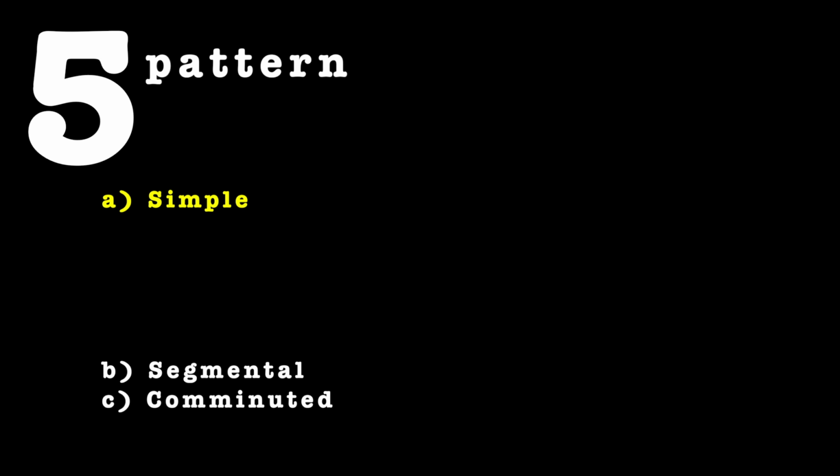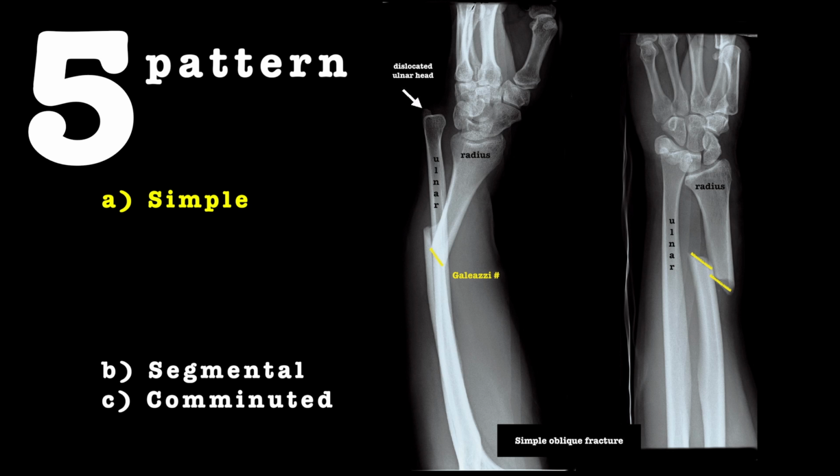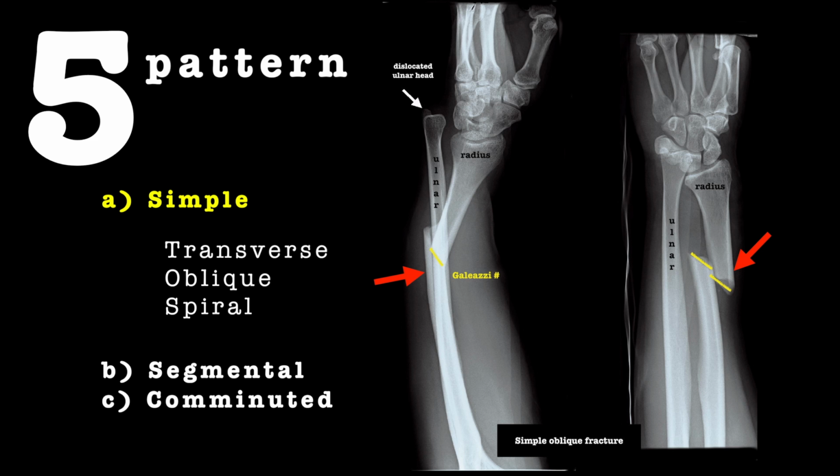Step 5. Let's look at the pattern of the fracture. The pattern really looks at how the bone has been divided as a result of the fracture. They can be simple, segmental, or comminuted. A simple fracture is further subclassified as transverse, oblique, or spiral. The X-ray shows a simple oblique fracture, and in particular a Galeazzi fracture, which is a fracture of the radius with dislocation of the radioulnar joint.